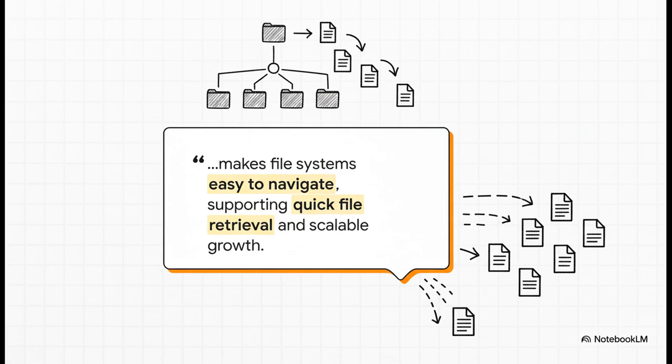And this quote from our source material just says it all. The reason you can have hundreds of thousands of files on your computer and still find the one you want in seconds is because of this efficient hierarchical tree structure. It's literally built for quick retrieval and for easy expansion.